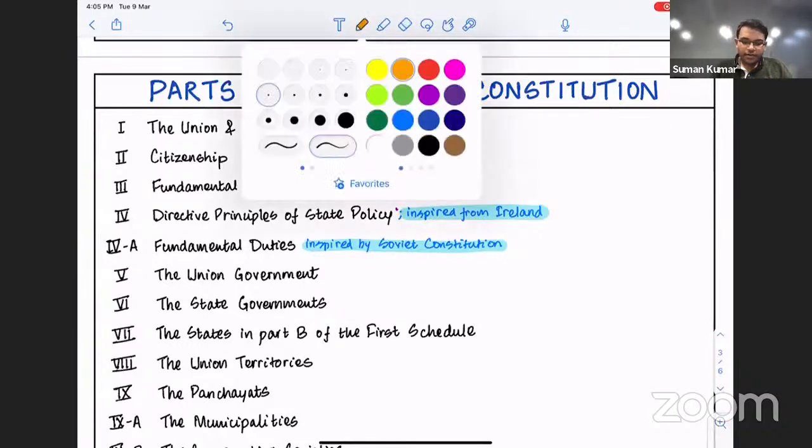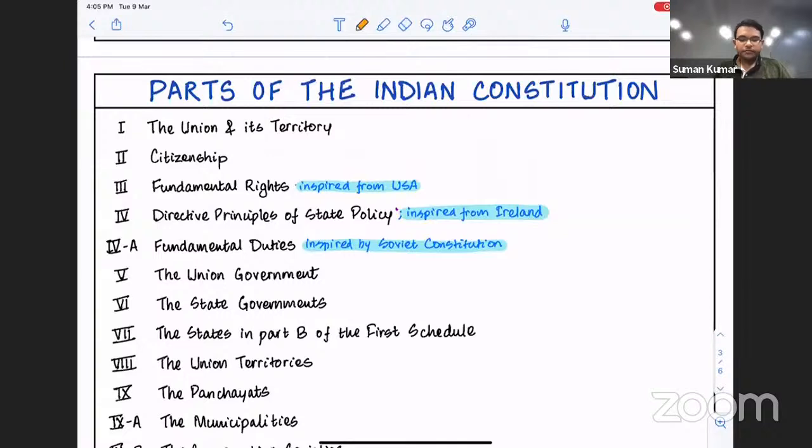For example, let us start our journey again. What is part 1? I told you, the Union and its territory. You first need to define what comprises the Union of India. So you put part 1, which is the Union and its territory. Beautiful. I will tell you that the Union and its territory has article number 1 to 4.